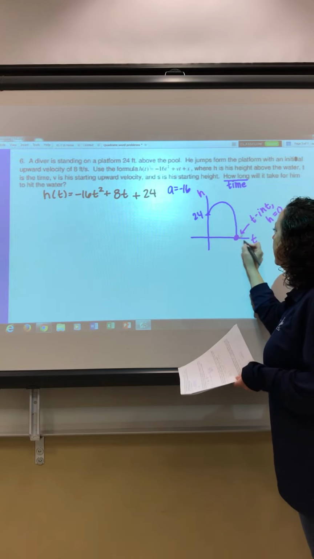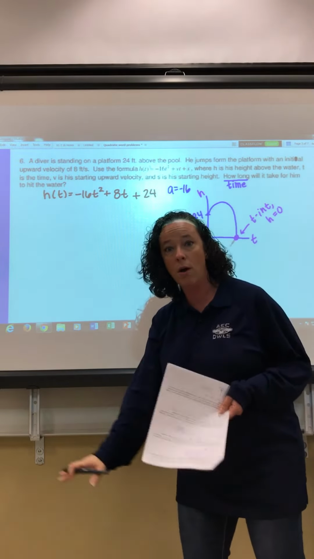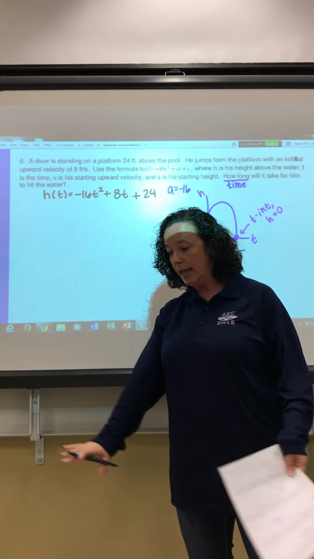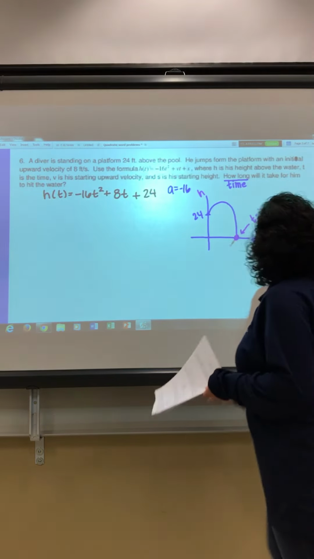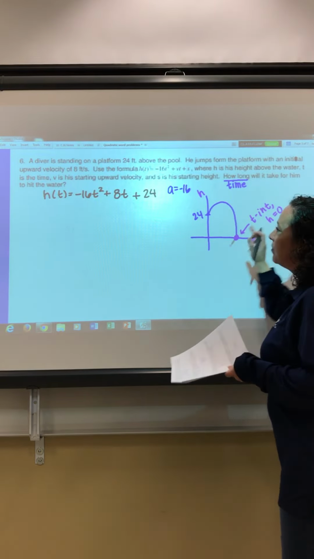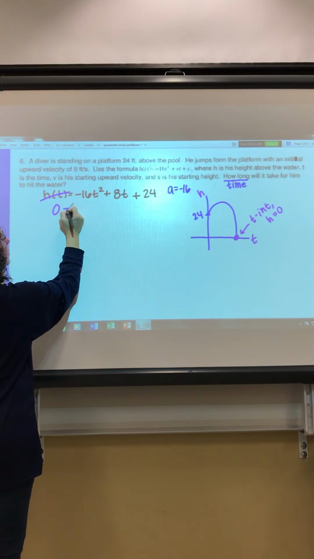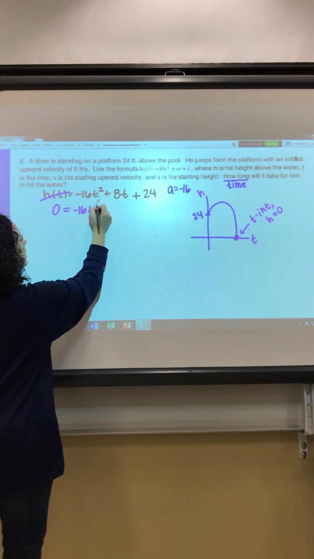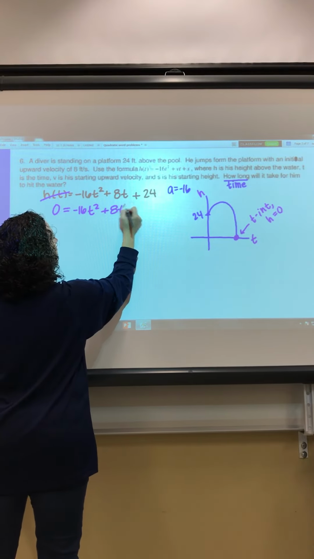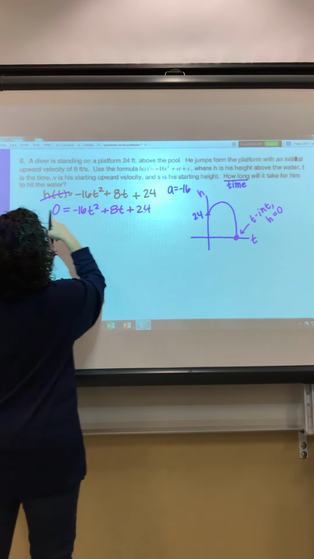All along this line, your height is 0 because you're hitting the water, okay? You're at ground level, so you're hitting the water. So we want our height to be 0. So this right here is going to turn into 0. So 0 equals negative 16t squared plus 8t plus 24, because we want the height to be 0.